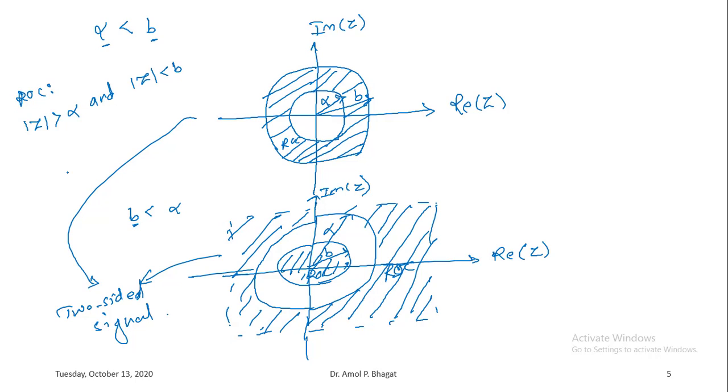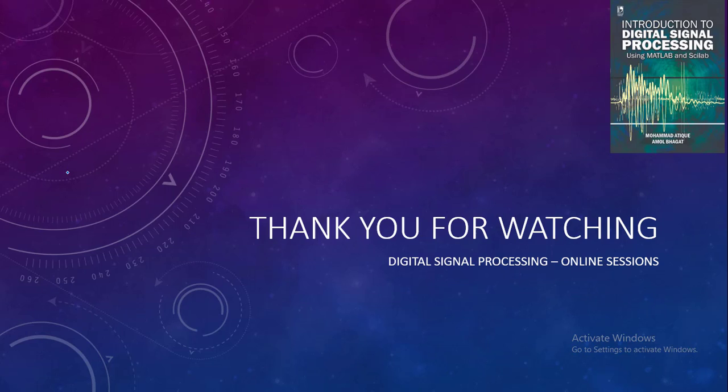Okay. So in the next session we'll be discussing properties of the Z transform. There are different properties of the Z transform. In the next session we'll be discussing the linearity property of the Z transform, and we'll try to solve some examples where we'll be using the linearity property of the Z transform.